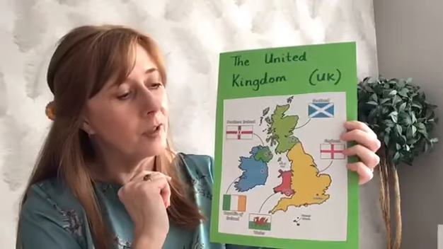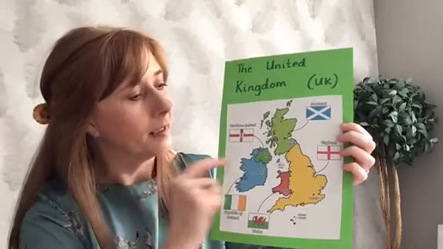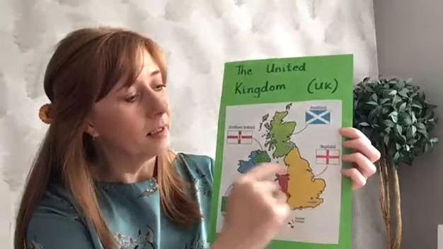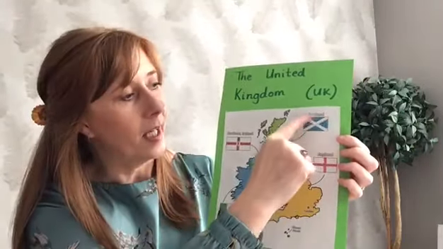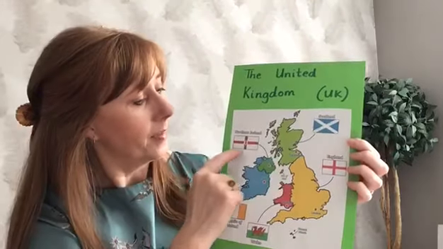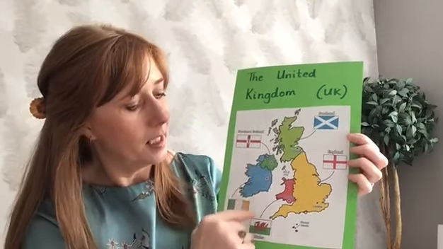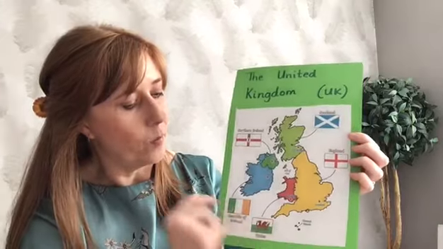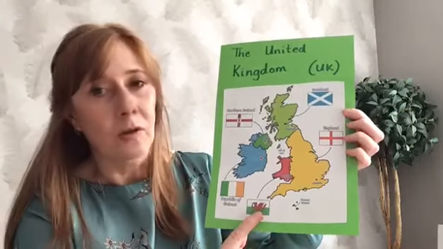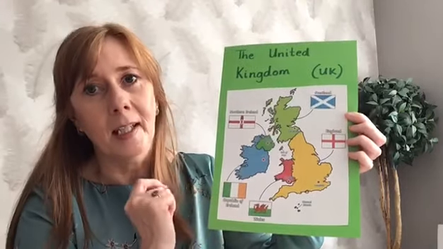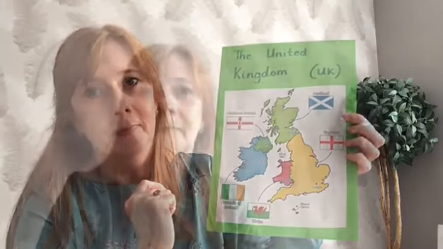Each of these countries has got its own flag. This is the flag for England, and we call it the St. George's Cross. This is the flag for Scotland. This is the flag for Northern Ireland, and this is the flag for Wales. Notice the flag from Wales has got a dragon on it. That makes it easy to remember, doesn't it?